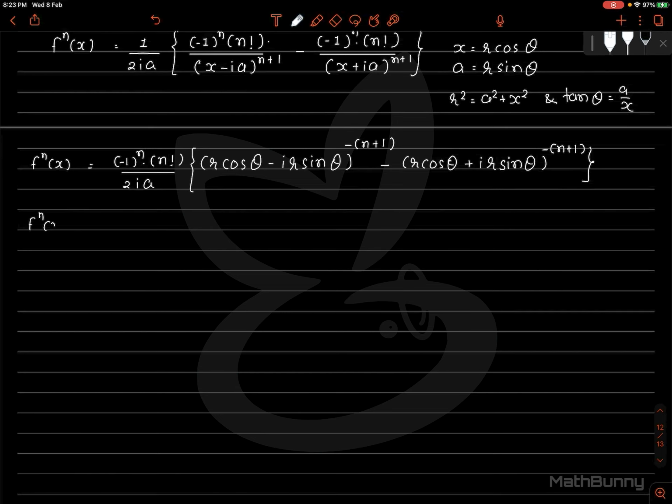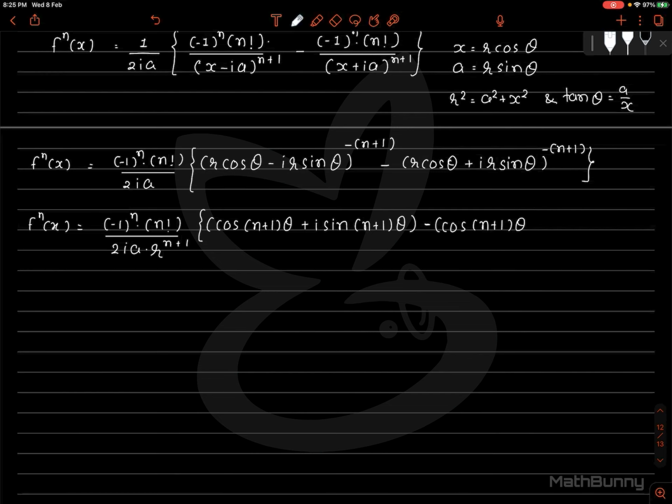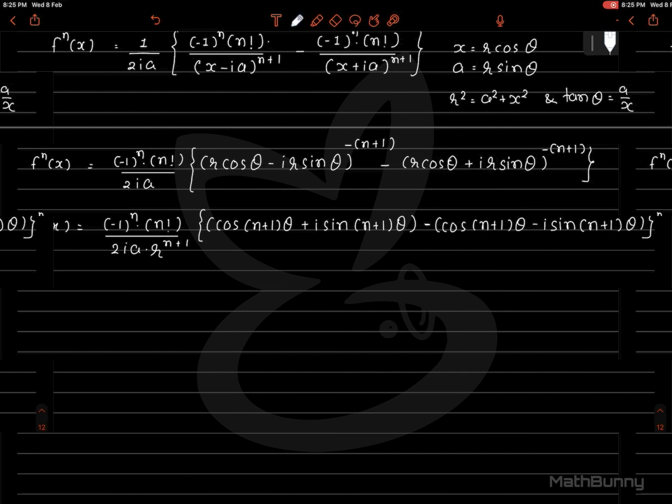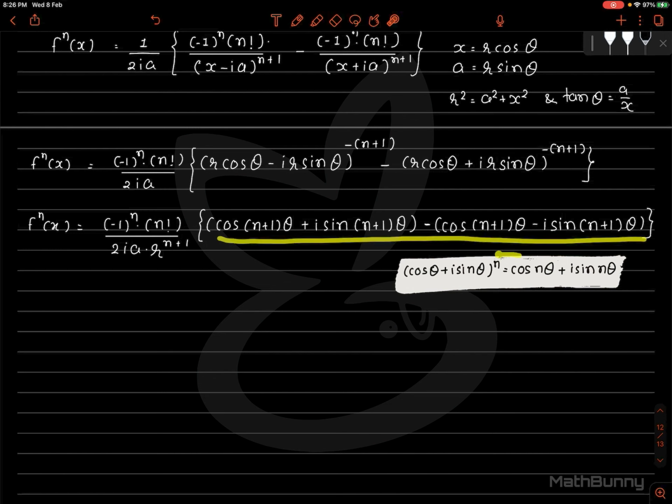We would get minus 1 raised to n into n factorial upon 2ia into r raised to n plus 1 into the bracket cos n plus 1 theta plus i sin n plus 1 theta minus cos n plus 1 theta minus i sin n plus 1 theta. So this step is nothing but DeMoivre's theorem. This is the formula. In this theorem, we are just supposed to multiply the power to the angles of cos and sin. It is the simple theorem. We have used that DeMoivre's theorem.